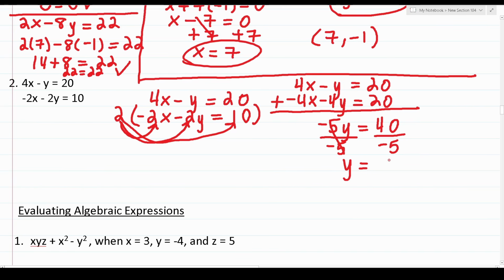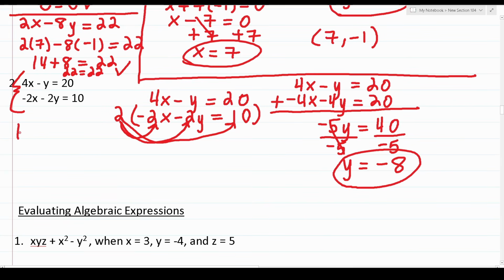Again, a positive divided by a negative is going to be a negative. We should know that 40 divided by 5 is 8. So in this case, we know y is negative 8. All right, so according to the elimination method, once you solve for one of the variables, you want to plug it into either of your two original equations to solve for the other variable. So I'm going to plug it into this top equation since it looks pretty easy to work with.